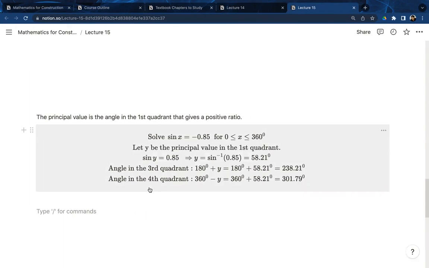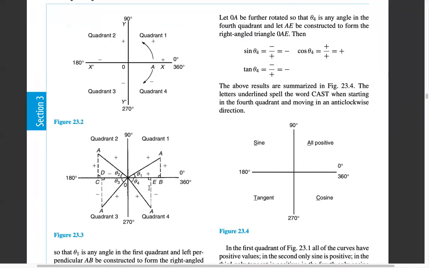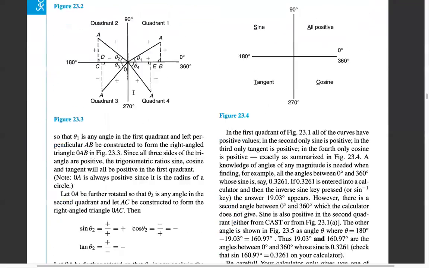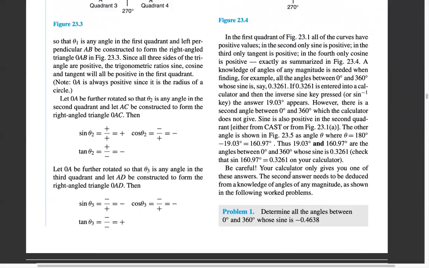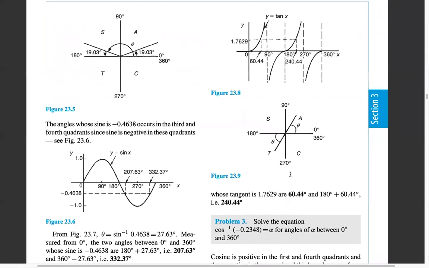The bottom line is your calculator is not always going to give you the answer you need directly. You might have to take that answer and change it around. You have to study this chapter here. What page is this? 200. You have to study these examples and read the discussion here about what they're talking about. When they give you a question, you have to figure out which quadrant it's in, right?